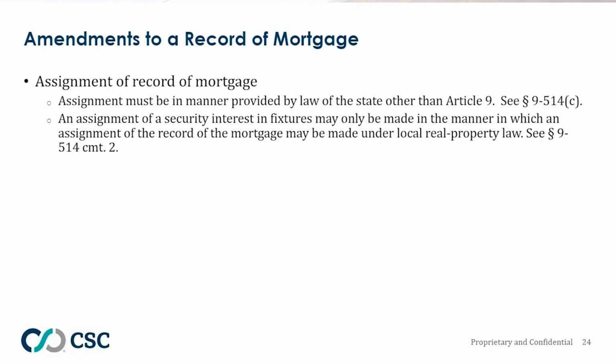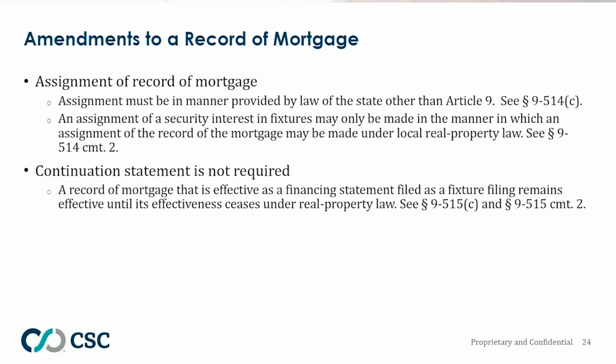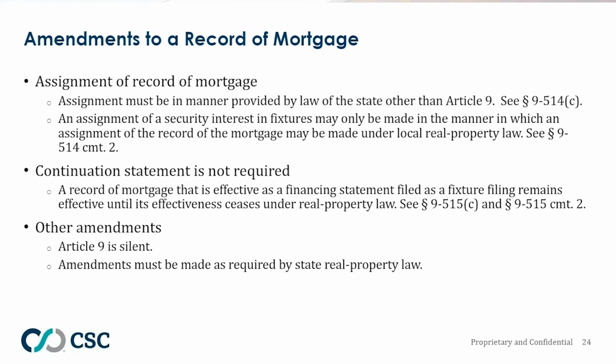As far as continuation, continuation isn't required for a record of mortgage, so it simply doesn't need to be filed. It's going to be effective until it is satisfied, released, or otherwise ceases to be effective under its own terms, in other words, under real property law. And for any other amendment, Article 9 is simply silent, and that can be taken to mean that any amendment would be made under state real property law, which is what would govern it. So again, amendments to a record of mortgage should be done in compliance with state real estate law.